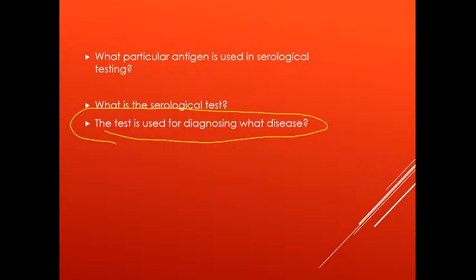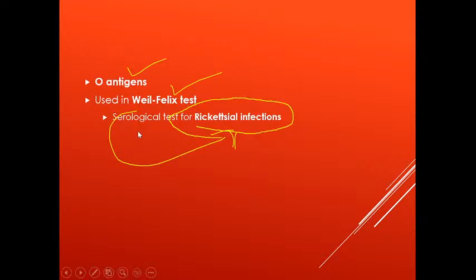The last thing that we're going to discuss in bacteriology is not actually rickettsia and chlamydia. We're going to discuss automation. So this may be the first and last time that we're going to discuss Weil-Felix. And I want you guys to remember that the antigen that we want to derive benefit from is actually the O antigen of Proteus species, because it's important in Weil-Felix tests. And it's a serological test for rickettsial infections.